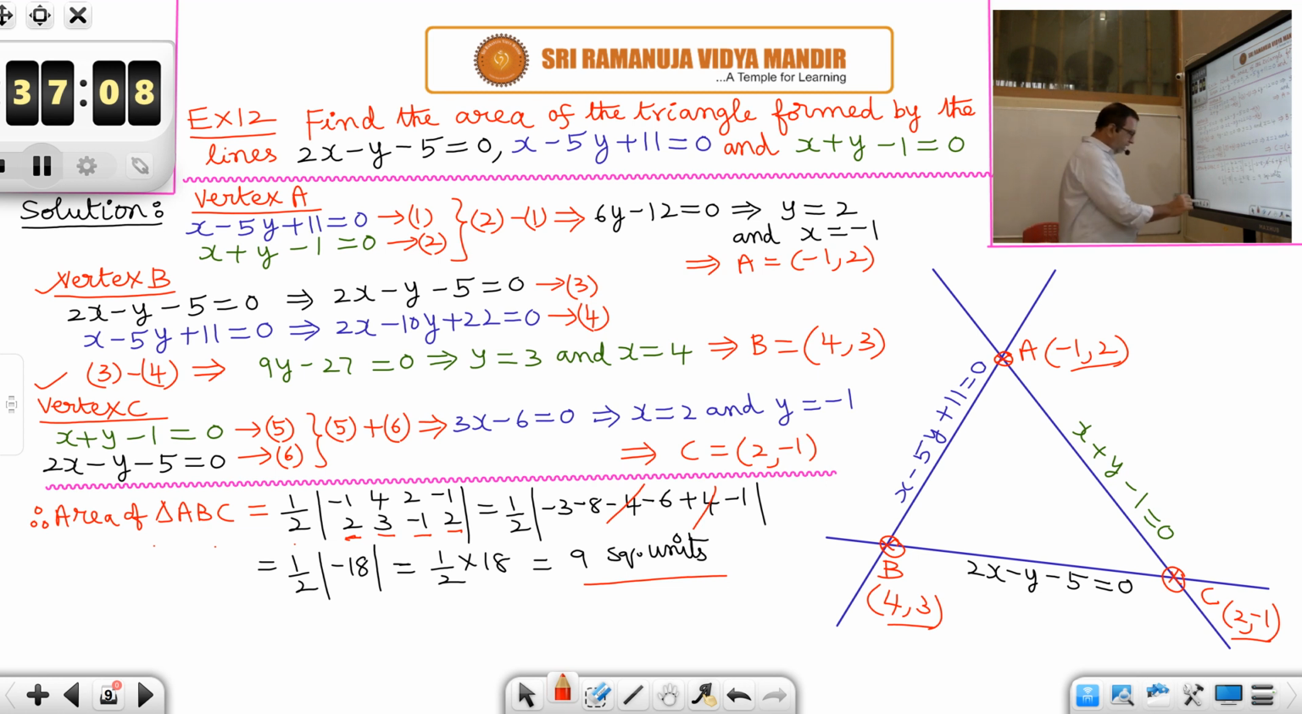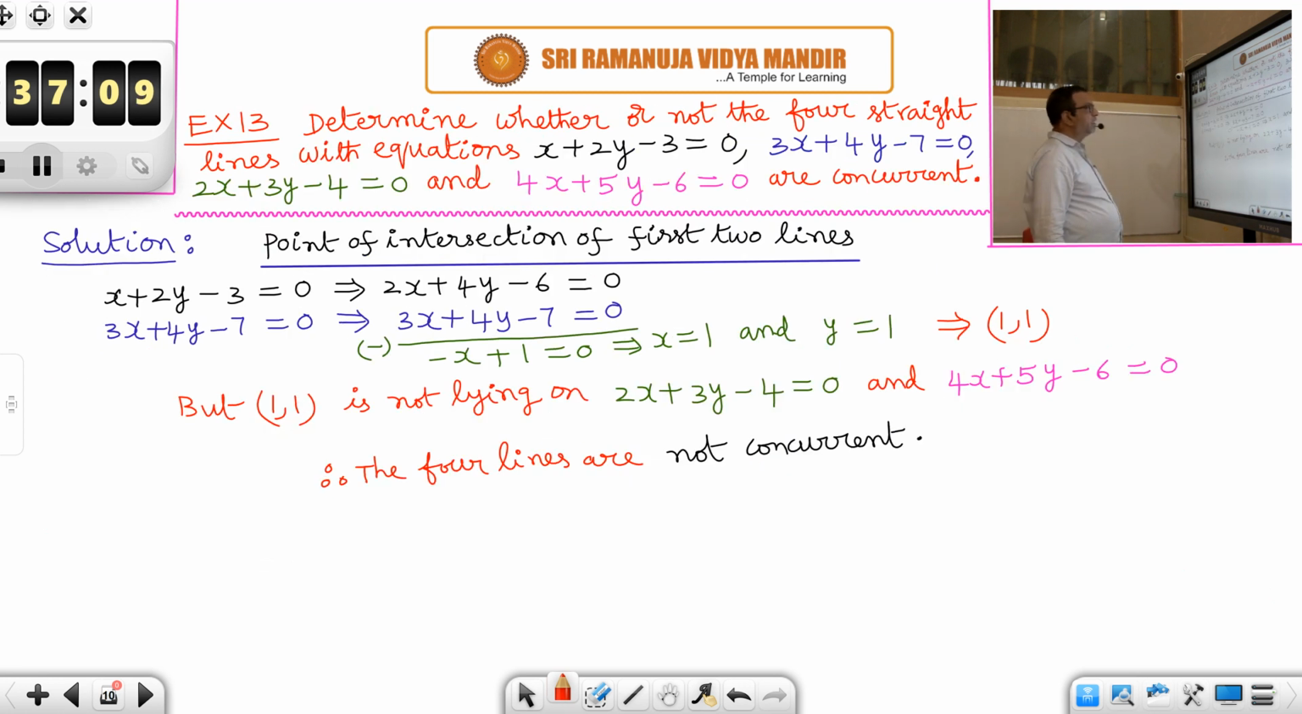So okay, let us see the next example, number 13. Determine whether or not the four straight lines with the given equations are concurrent. Equations of four lines are given. We have to find whether all the four lines are concurrent at a point or not. So first we will take any two of them. Say, for example, first one and second one I have taken.